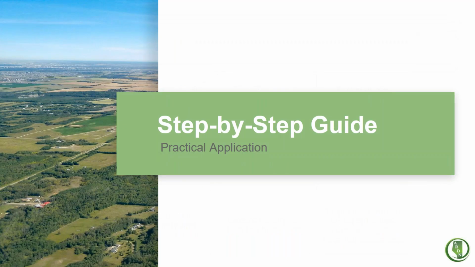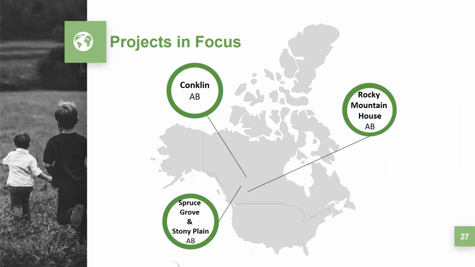So this was all about the guide. Now, I just want to step into the practical application. I want to show three samples here. One of them is Rocky Mountain House. Immediately after we launched the guide, we wanted to do a comparison between point-in-time and the estimation guide, so we did that in Rocky Mountain House. Then Conklin is an example of a unique community that used a customized method, basically adapted the estimation guide. And then Spruce Grove and Stony Plain were part of another project that I will talk about, and Sherda and Lynn are going to discuss that in more detail.